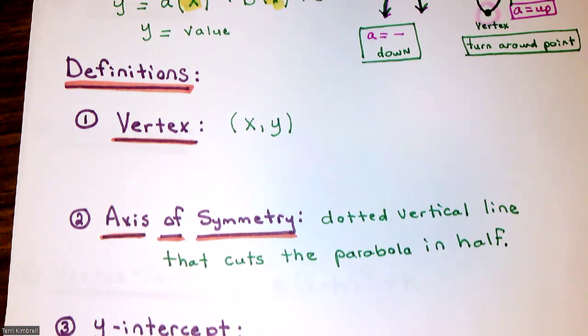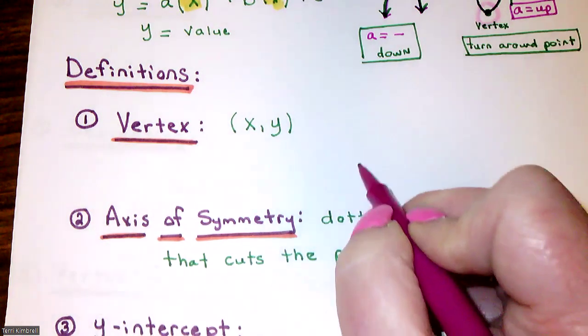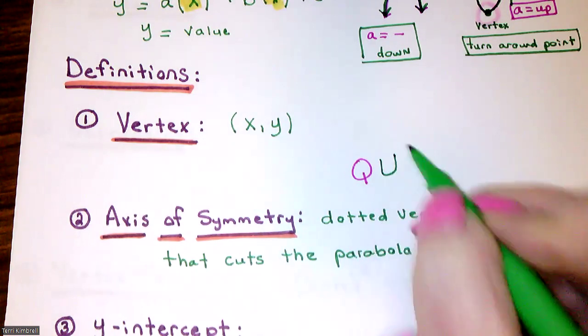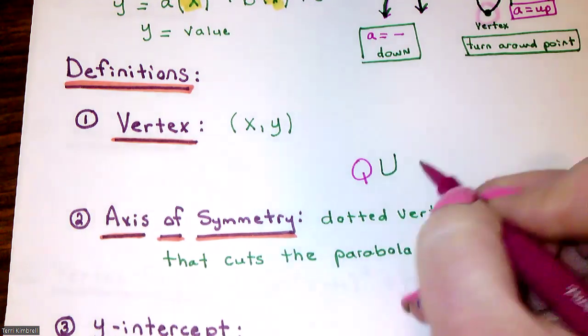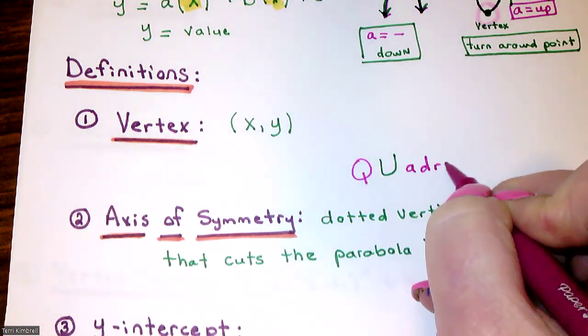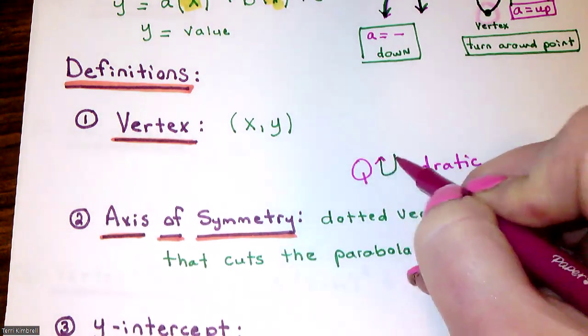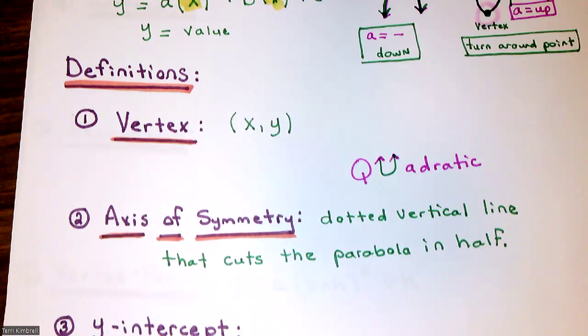The graph of a quadratic is a parabola, okay? When you think about the word quadratic, you can see the U. A parabola is a U-shaped curve.